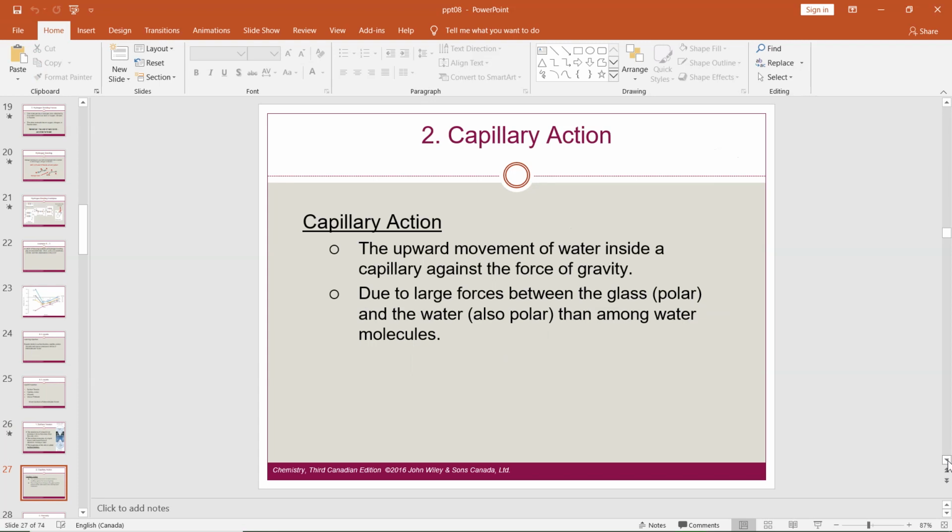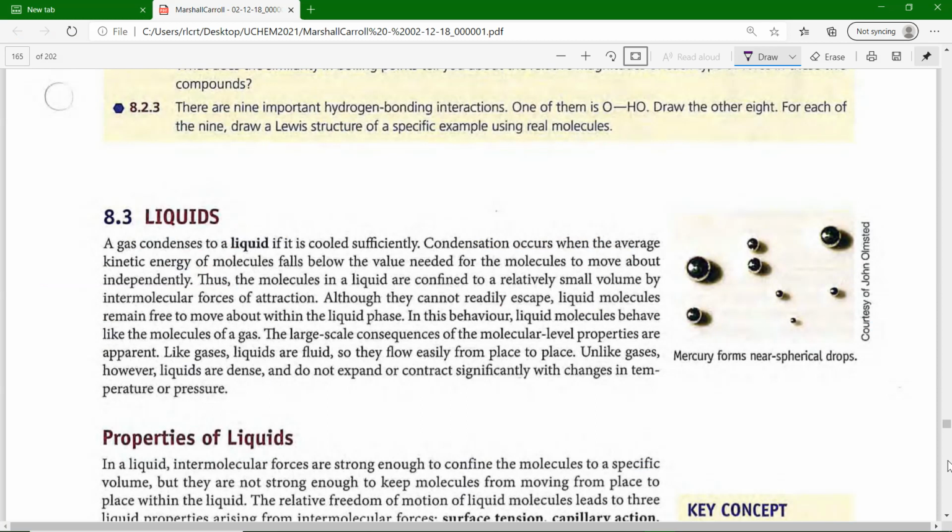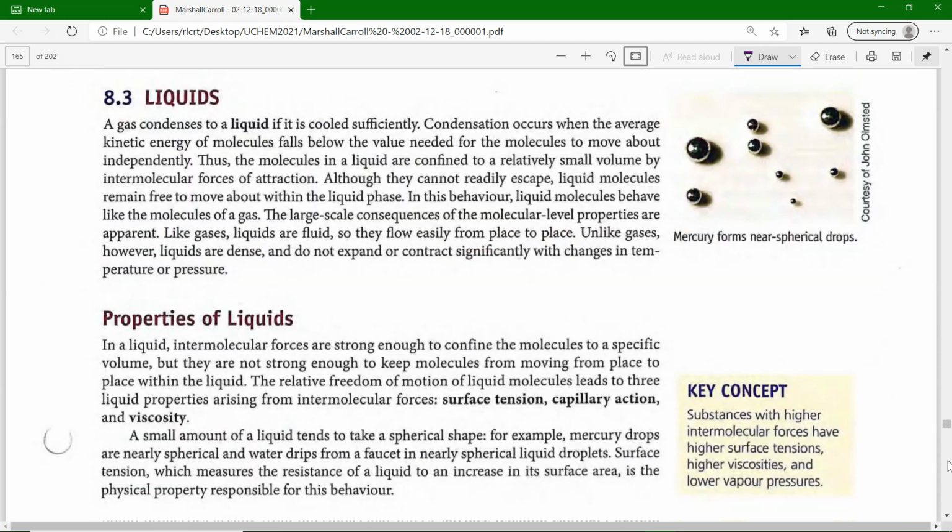I'll talk about capillary action in a second. Let's just see if there's a bit more about surface tension. I think there is. So let's see liquids. Condense a gas to get a liquid. This is page 373. Substances with higher intermolecular forces will have higher surface tensions, viscosities, capillary action. We'll get to capillary action.